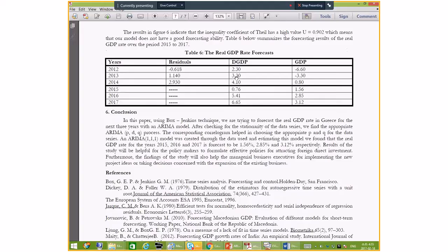Right, then what this article explains is using the ARIMA model, or the Box-Jenkins methodology, for forecasting future sales. This is the way we forecast future sales, prices, inflation, and share prices. This is the method. This example forecasts the real GDP rate for the next 3 years, 15, 16 and 17.